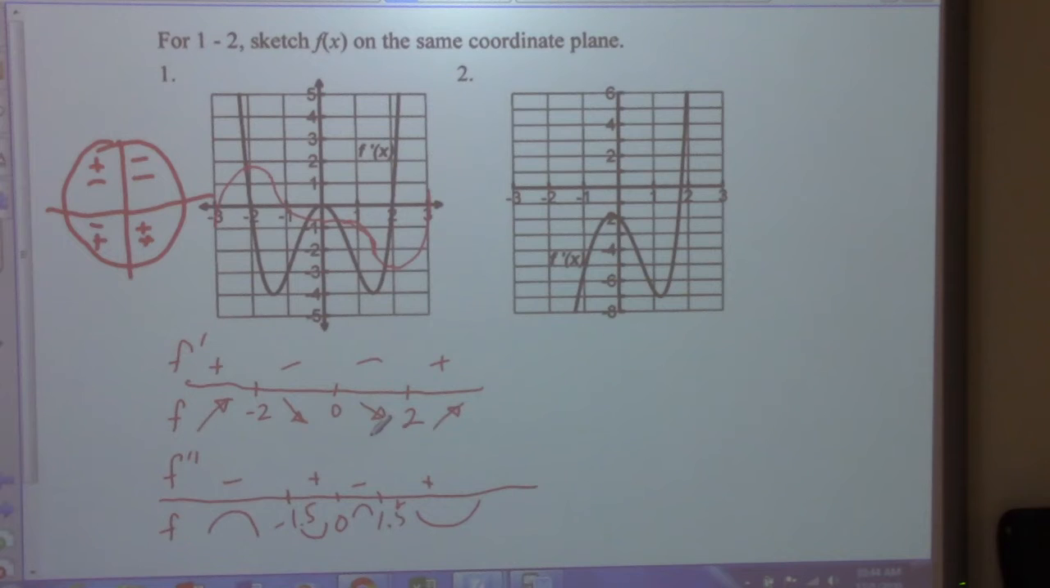So there it is. So what I want you to do is go and do number 2. It's a similar type of problem. I don't think there's as many twists and turns in it, but let's do number 2.